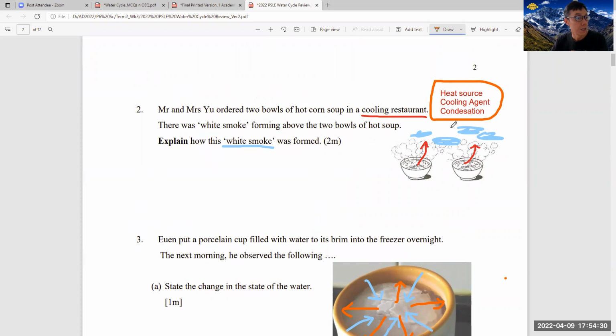So condensation, there's a spelling mistake. There's an N missing here. So N in the N.